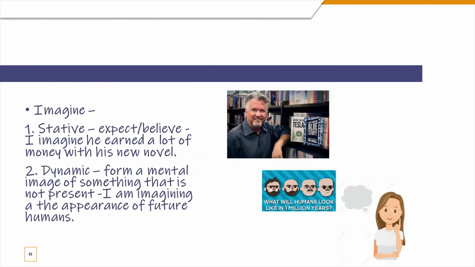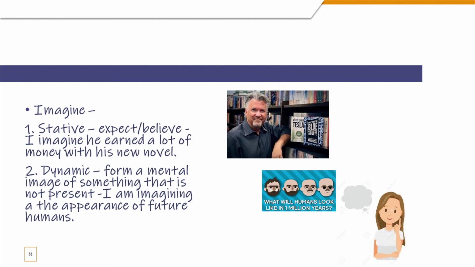Let's go to the next one, which is imagine. The first one is stative, okay, which means to expect or believe. That's the literal meaning. So you say, I imagine he earned a lot of money with his new novel. That's the stative meaning. And the dynamic is, this is actually the literal meaning, I'm sorry. So when you actually do the act of imagining, you form a mental image of something that is not present in front of you. So that is imagine.